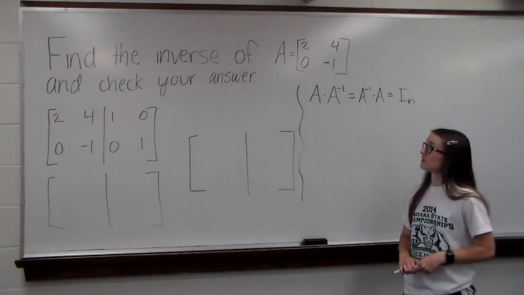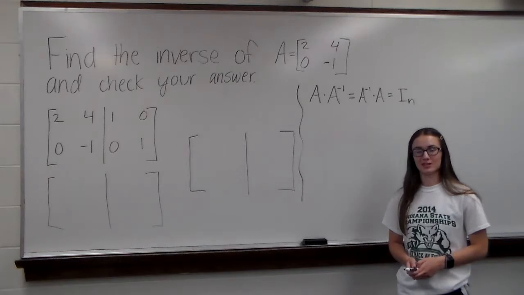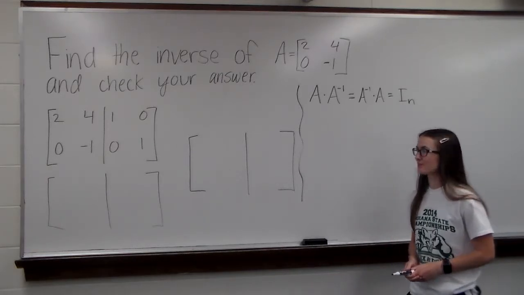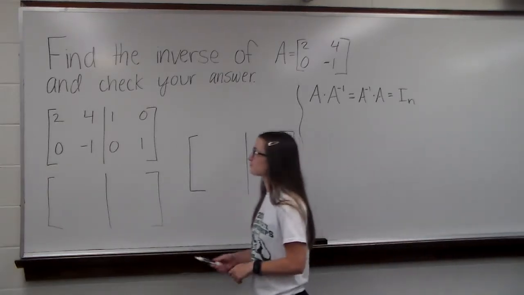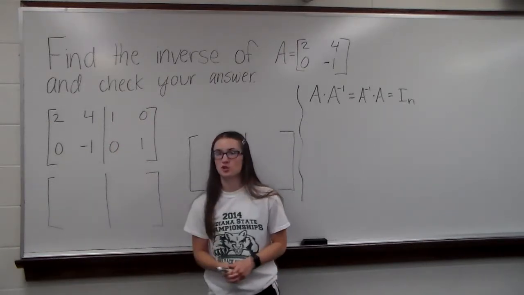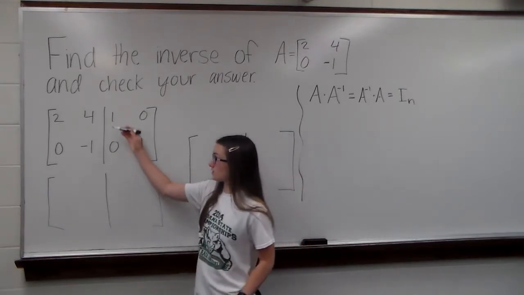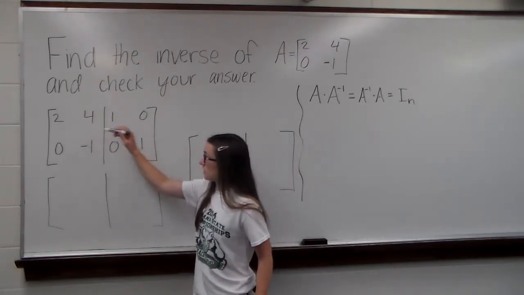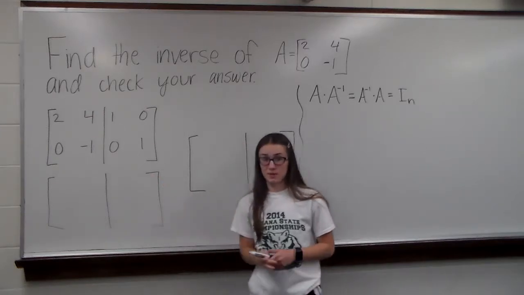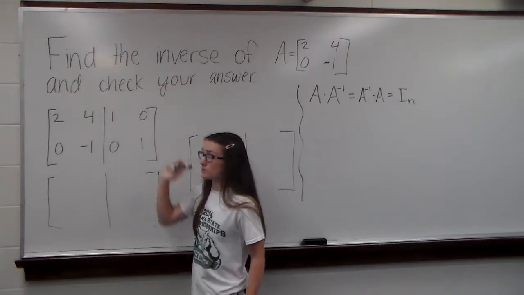So for this problem, we need to find the inverse of our matrix A, which is 2, 4, 0, negative 1, and then we need to check our answer. So for the first part, we would write our matrix A on this side and then our identity matrix on the other side. So what we want to do here is get this matrix in the form of the identity matrix. So our first step is we want to get this 4 here to be a 0.